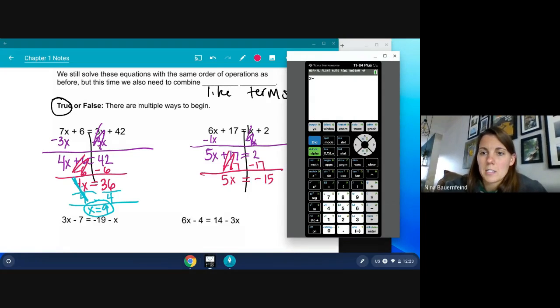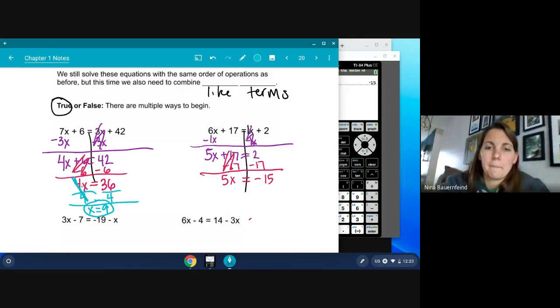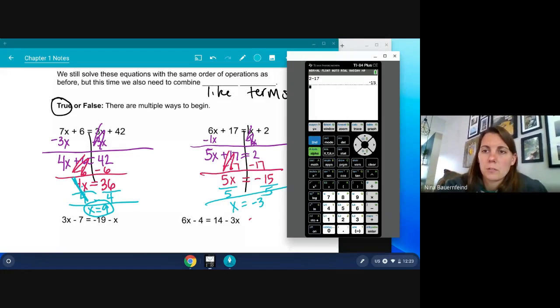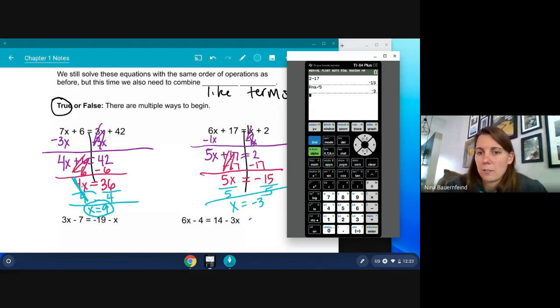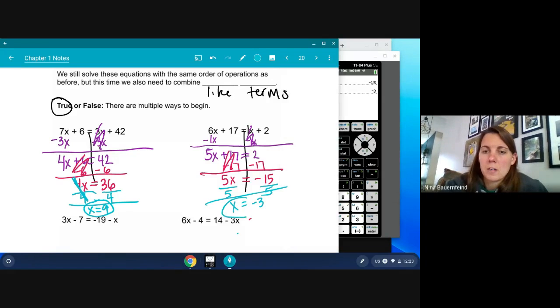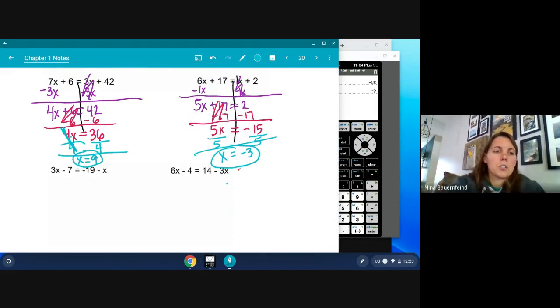2 minus 17 is negative 15. And then what's our last move? Divide by 5, divide by 5. We get x equals -3. Or in here, divided by 5, and you can see -3. Okay, now let's go to this one here.